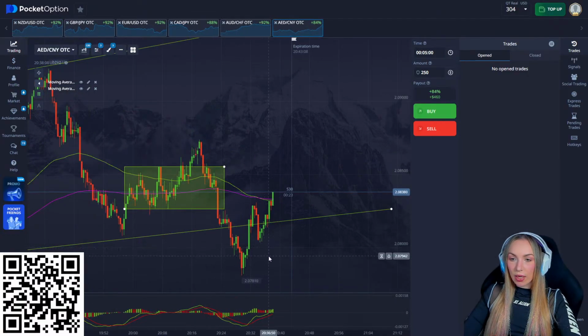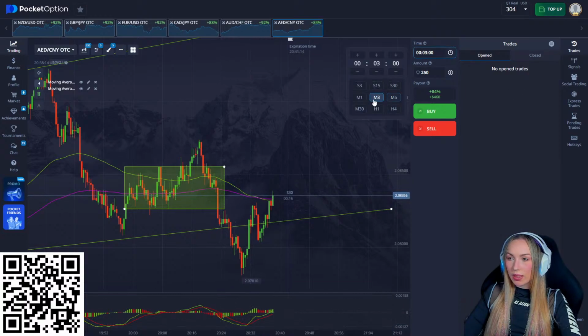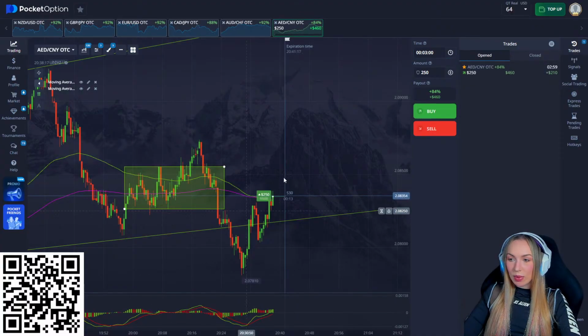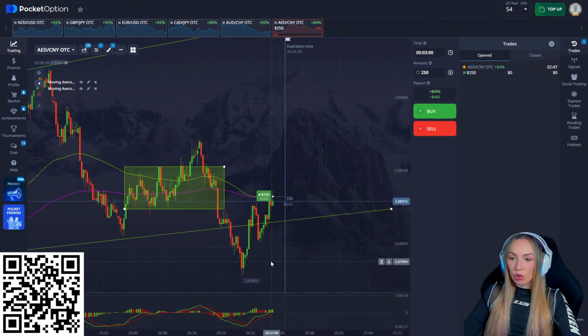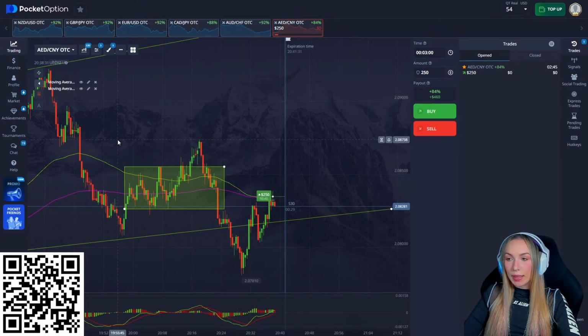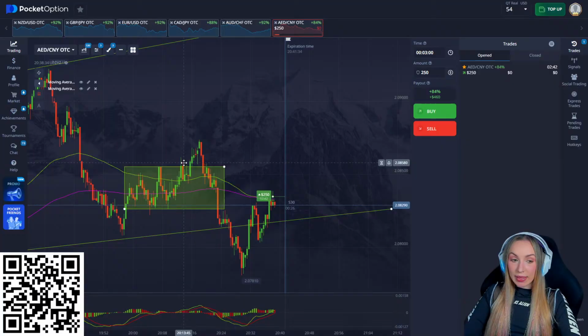Here, AED/CNY again is going up. Let's open the trade here again. I want to enter for 3 minutes. This time I want to put the time a little bit less, because 5 minutes does not always work for me today, as you can see. So let's try to open the trade for just 3 minutes. Maybe 3 minutes today is the best expiration time. We need to do experiments.